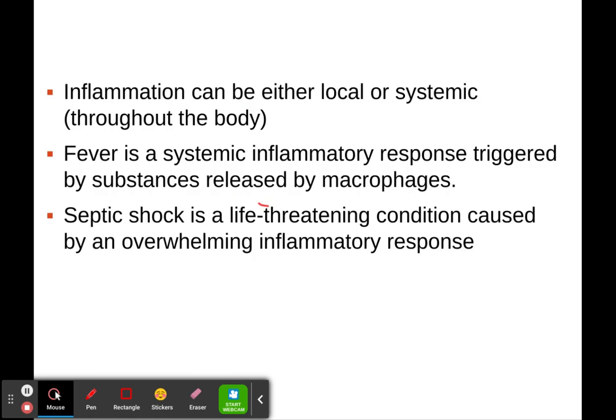Inflammation can be localized. It can also be systemic, meaning that if you don't treat an infection on your finger, it will go systemic. And that is really not a good thing.